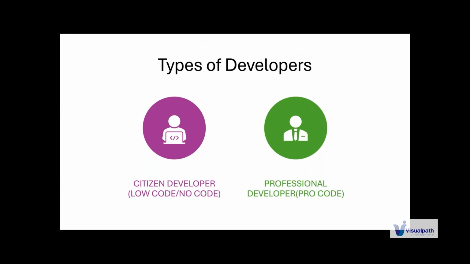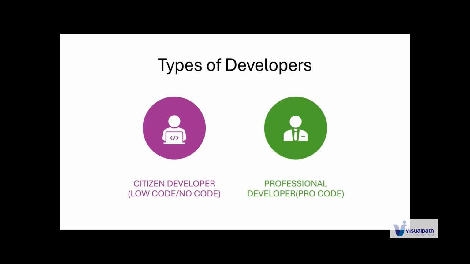Let's say I want an application very quickly, in 1 month. If I go with professional code, it will take at least 2 to 3 months to complete all these processes. So to make the development process faster, easier, and accessible for everyone, citizen development or low code, no code development is in trend.